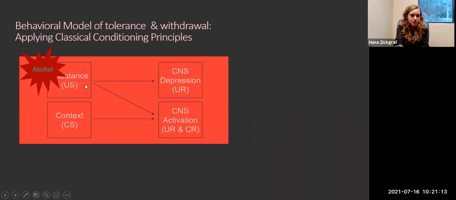The idea here is that substance use, which is the unconditioned stimulus, has direct effects on the central nervous system. In the case of alcohol, those are depressant effects. Substance use also causes the unconditioned response of compensatory central nervous system activation. So when we take a substance like alcohol, its main effect is to suppress the nervous system, but our nervous system naturally responds to that in an unconditioned way by trying to compensate for the depressant effect of the substance, by increasing stimulant activity in the nervous system to try to counteract the depressant effect of the substance, in this case, alcohol. So those are two unconditioned responses to substance use.